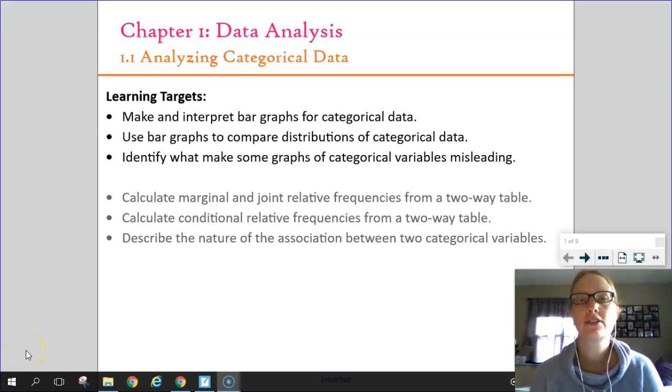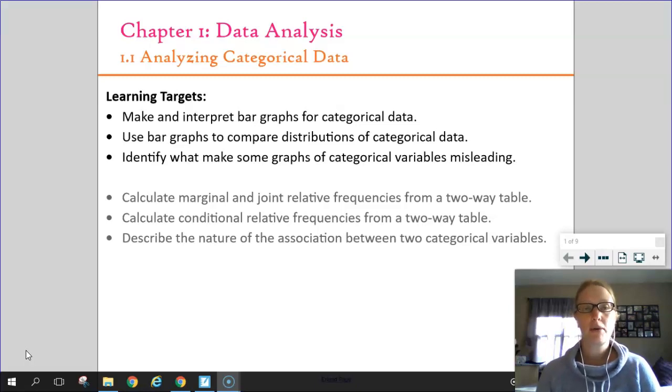Everyone, this is your first of two videos on section 1.1, Analyzing Categorical Data. Go ahead and title your notes with that title, 1.1, and include the three learning targets. The three in black are the three I'll talk about in this video. The three gray ones are for the following 1.1 video.